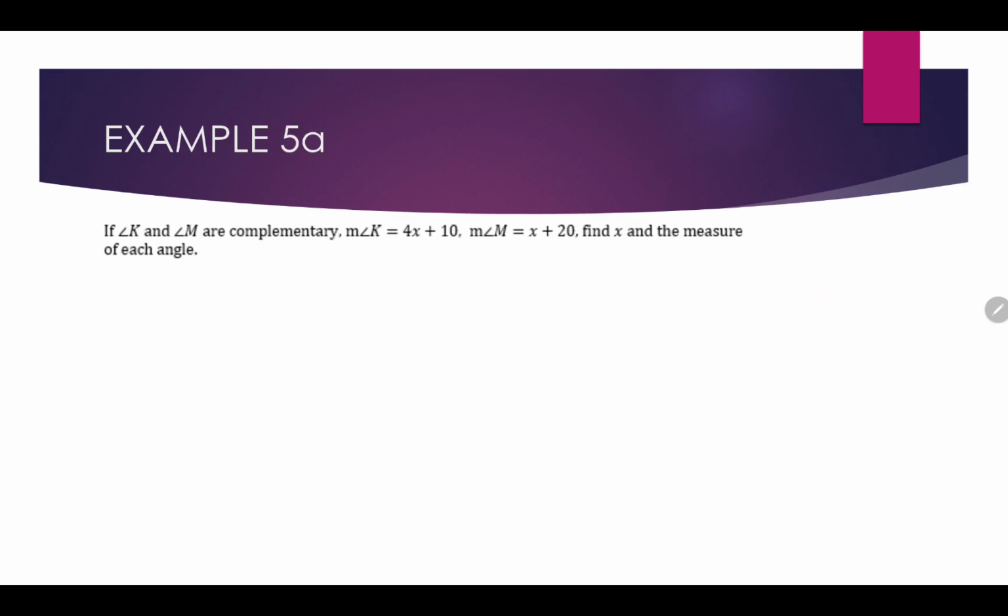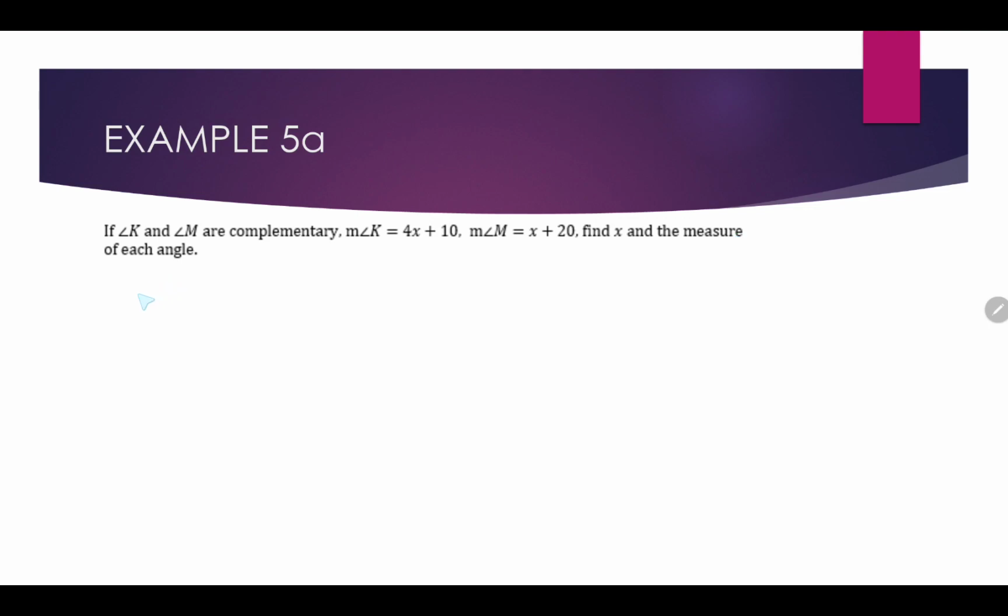Next, we proceed with example 5A. If angle K and angle M are complementary, meaning that the total measure of these two angles is 90 degrees, and the measurement of angle K equals 4x plus 10, measurement of angle M equals x plus 20. So we need to find x. What is x and the measurement of each angle?